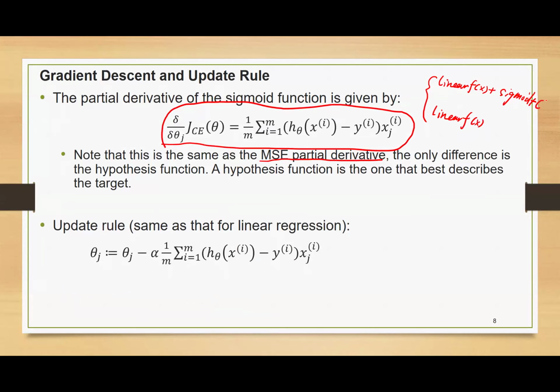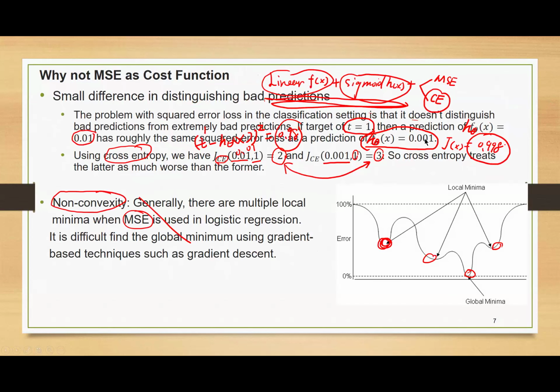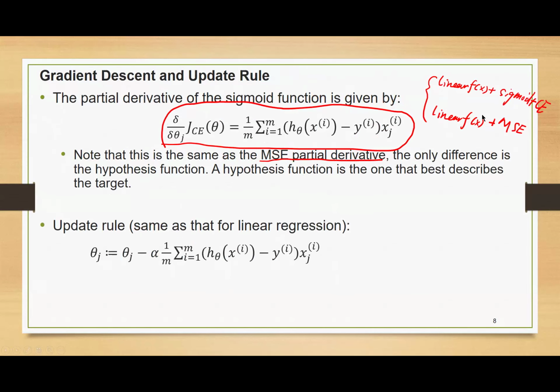This is plus CE, the cross entropy. And the competitor is the linear function plus MSE. So you can see here we are comparing with linear function plus MSE, which is also called linear regression. And when we are talking about why we use cross entropy, we are talking about linear function plus sigmoid function, and then we change the last component from MSE to CE. In this linear regression, we don't have a sigmoid function. That's why we use MSE.